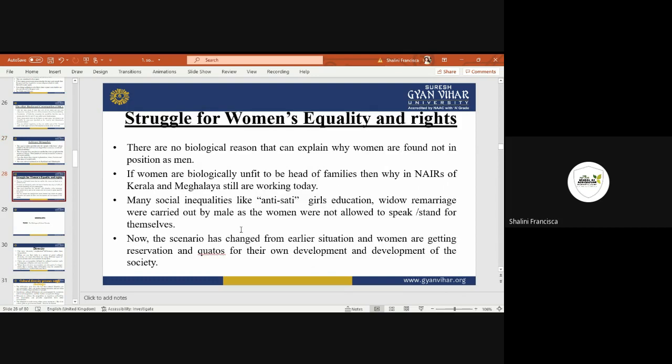Then there is the struggle for women's equality and rights. We have already had a lot of talk about what women are struggling with, and what are the issues related to women that they are facing. If you talk about every dimension in the family, it is where the woman is oppressed, or the woman has to fight for her right.